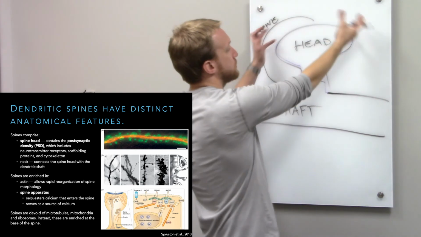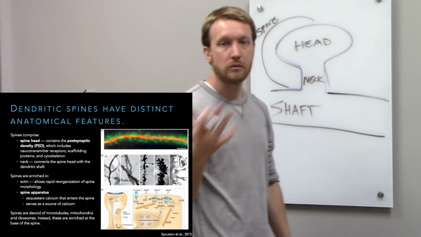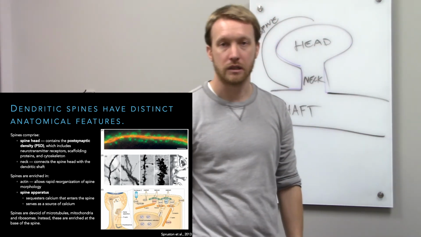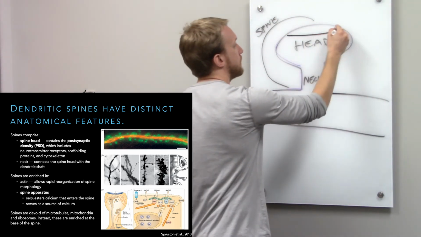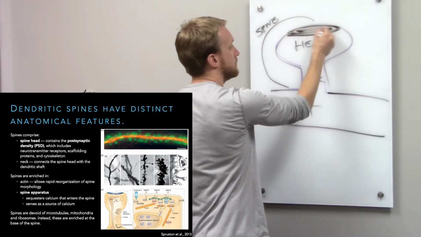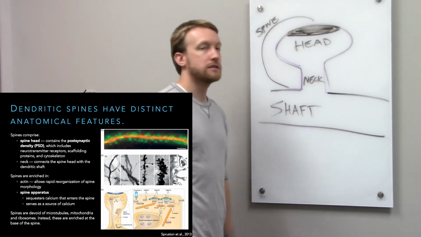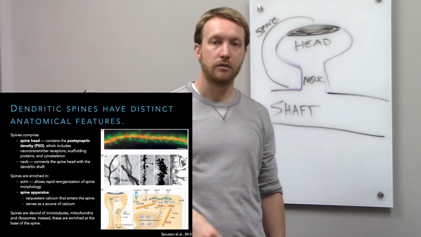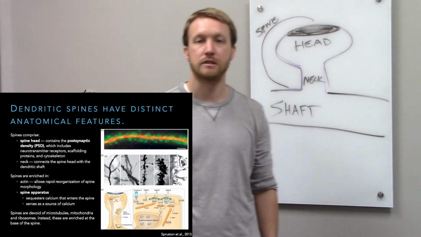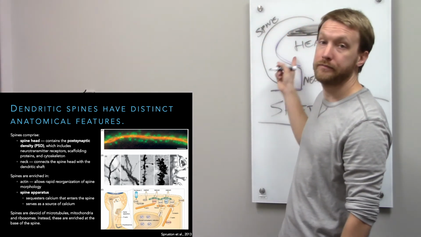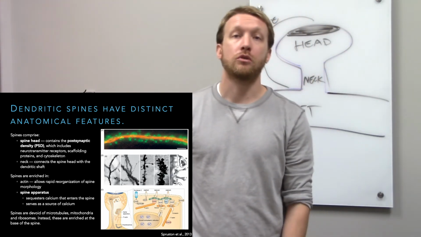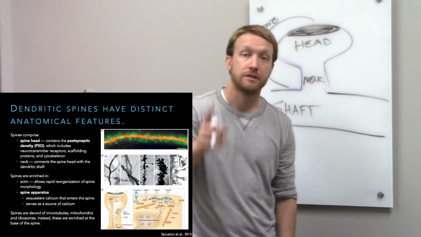Some are going to be kind of mushroom shaped, some will be stubby, some will be thin, some will be filopodia-like. We'll see those in the next slide. The head is where we have the postsynaptic density. These look electron dense, that's why we call them that, and that's because they're filled with proteins. We're going to find neurotransmitter receptors and scaffolding proteins in the spine head. We're also going to see a whole bunch of actin, but we won't see microtubules.